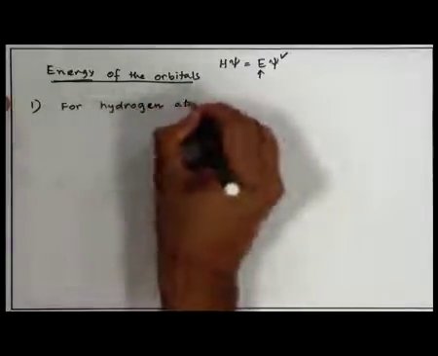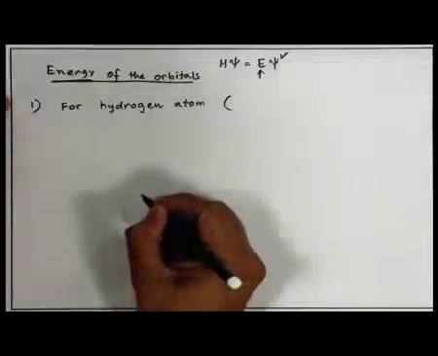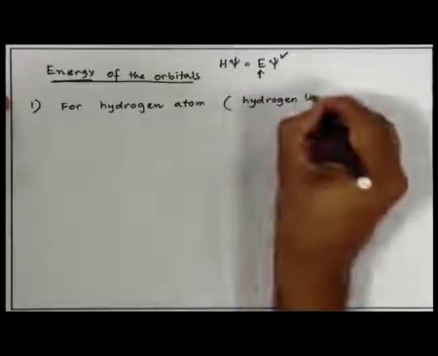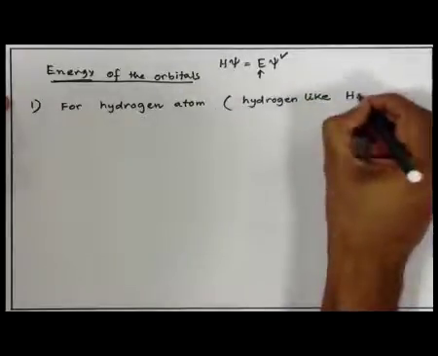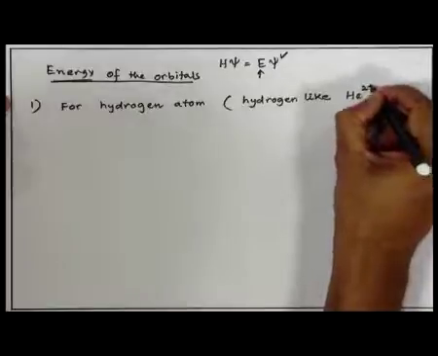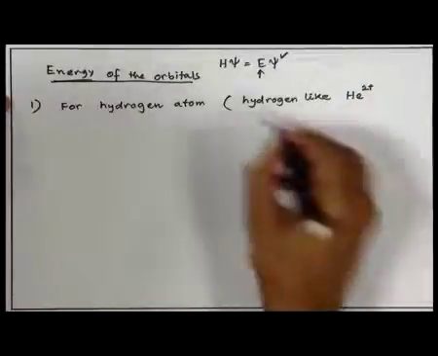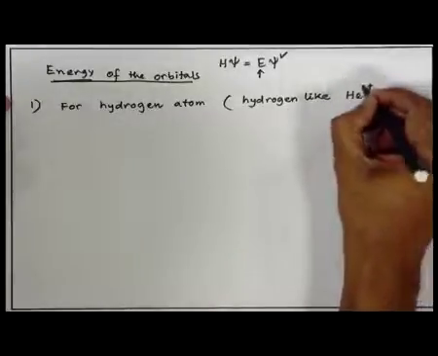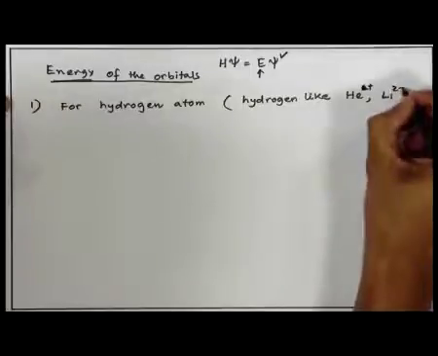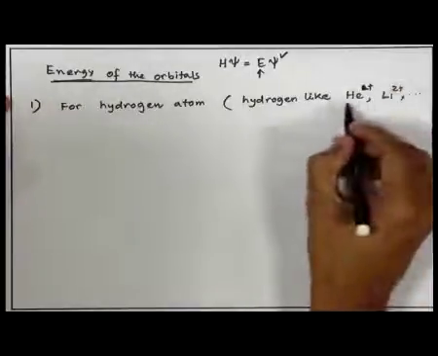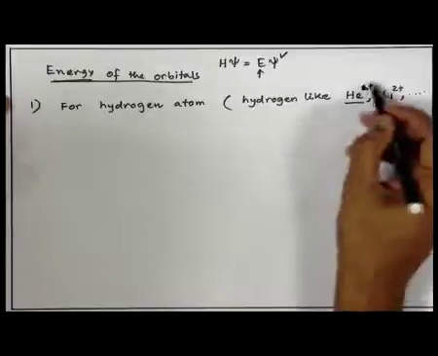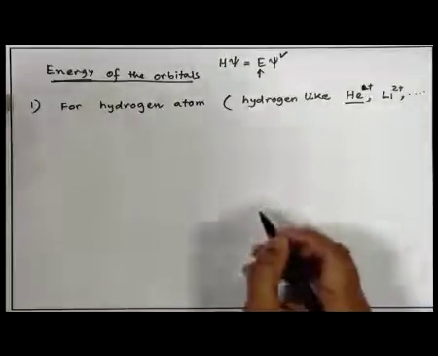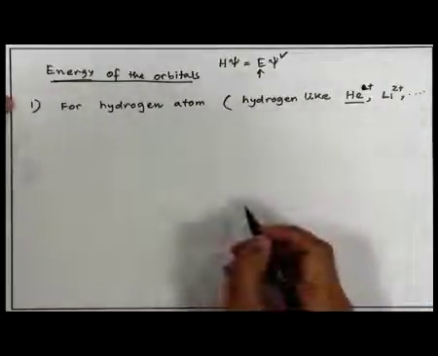For the hydrogen atom, and this discussion is also valid for all hydrogen-like atoms. What are hydrogen-like? If you remember, Bohr's atomic model was also applicable to all single electron species. So, they are all single electron species and we call them hydrogen-like: helium plus, lithium 2 plus, and so forth. Helium plus has 1 electron because helium has 2 electrons and I removed 1 electron. Lithium 2 plus again has 1 electron. So, they are all called hydrogen-like systems.